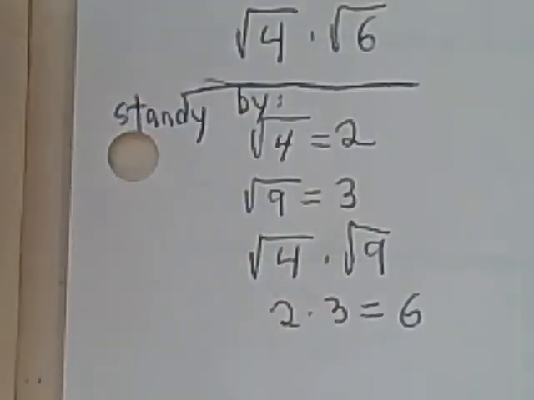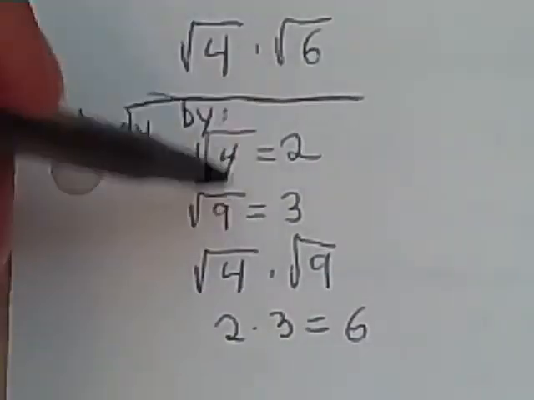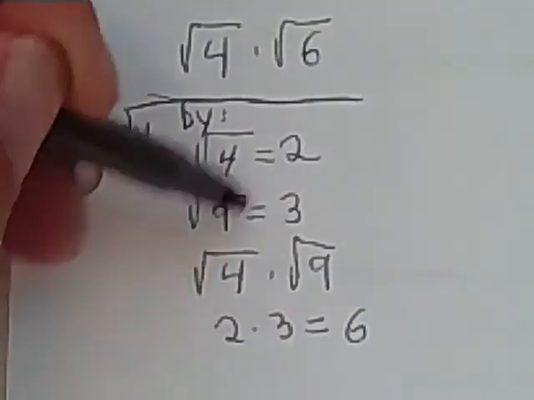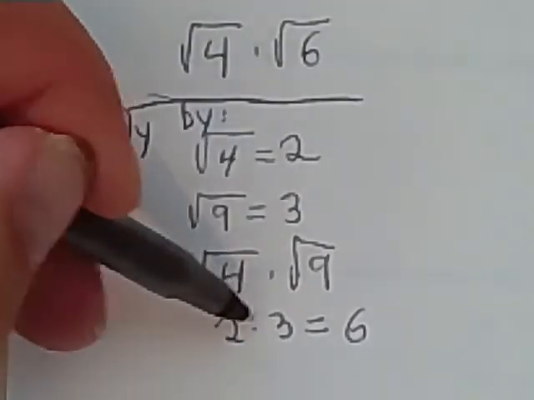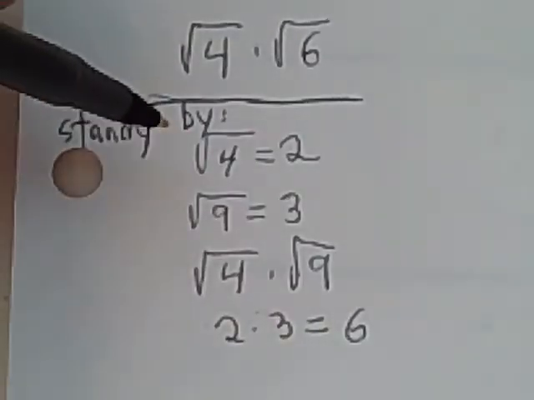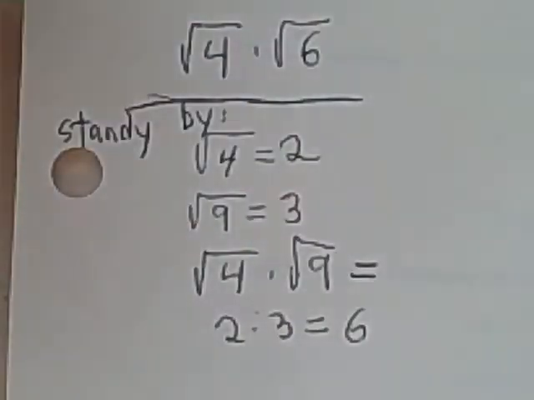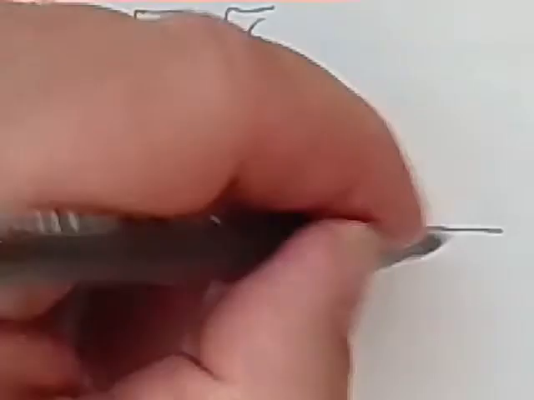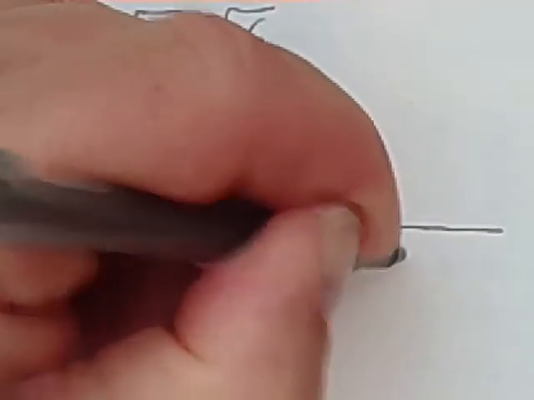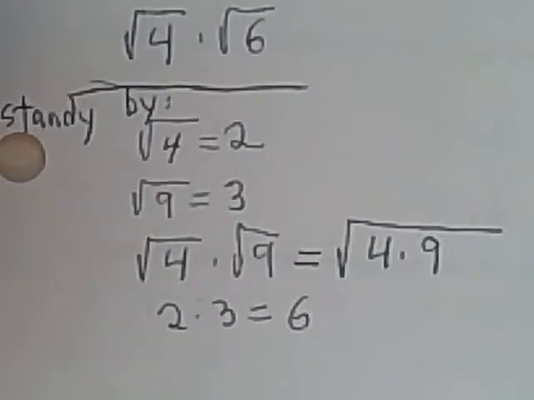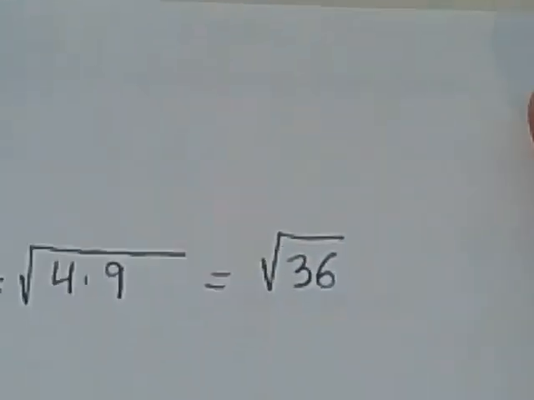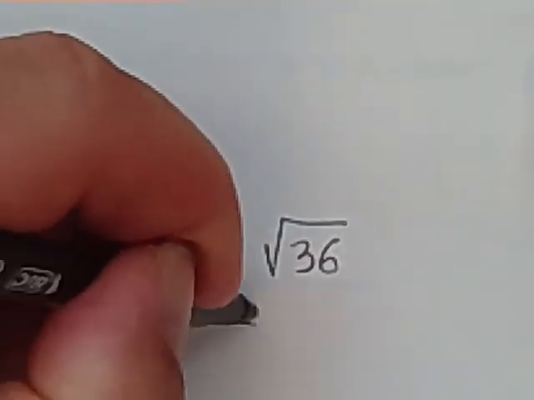And do a problem where you know what the answer must be. Suppose it's the square root of 4 times the square root of 9. You know that the square root of 4 is 2. You know that the square root of 9 is 3. And so 2 times 3 is 6. Now, the other way you can get there is to combine the terms underneath the radical sign and ask yourself, what is the square root of 4 times 9? 4 times 9 is 36. And the square root of 36 is 6.